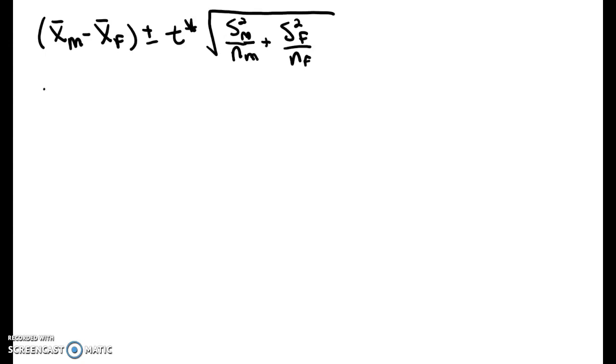So we have some of these. We have 5.966 minus 6.44 plus or minus some T star that we don't know.